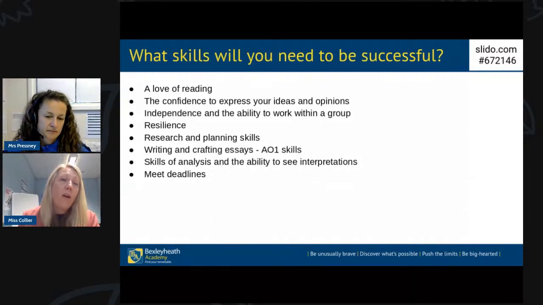And you have quite a long time to do it, because obviously it's a really independent piece of work, and it's about the drafting, the crafting of your essay. So it's a comparison of a particular idea or theme across 2 texts.